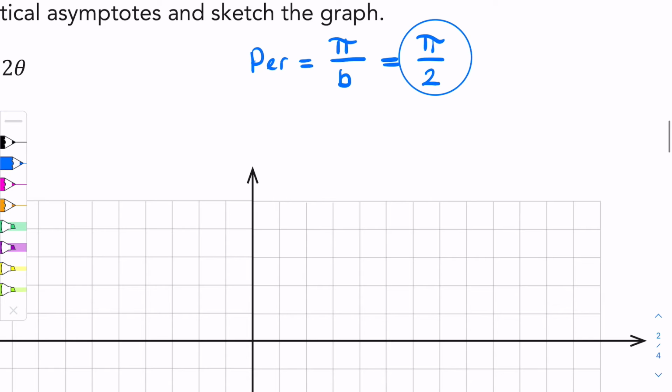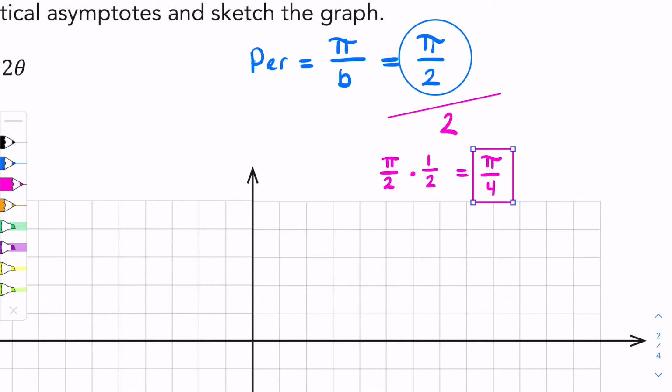We're going to divide the period by 2. So divide this in half to determine your increments. So when we do that, we end up with pi over 2 divided by 2, or pi over 2 multiplied by 1/2, which is equal to pi over 4. So here are the increments of increase and decrease on the coordinate plane.